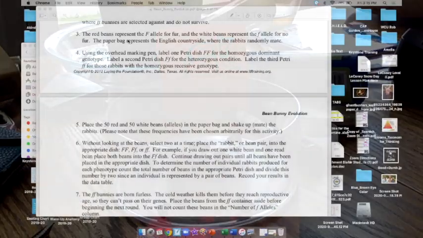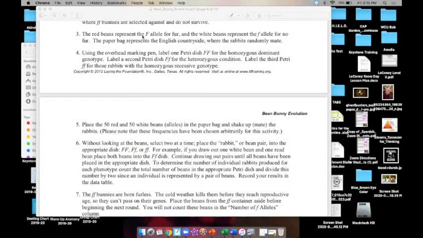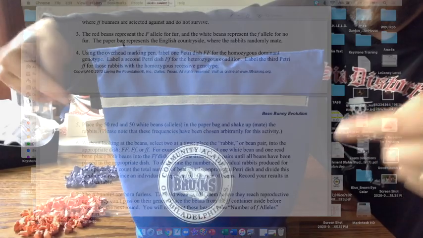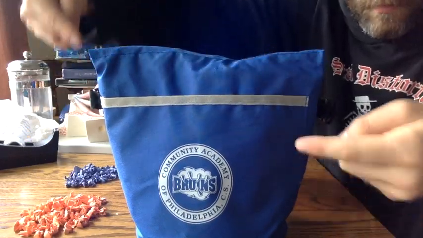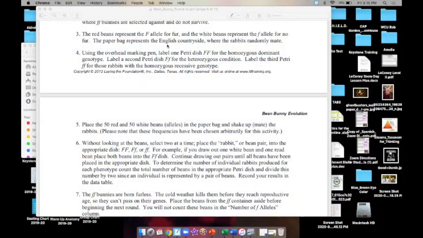The red beans, or whatever you're using, represent the big F allele for fur, and the white beans, or whatever you're using, represent the little f allele for no fur. The paper bag, or whatever you're using, represents the English countryside, where the rabbits randomly mate.